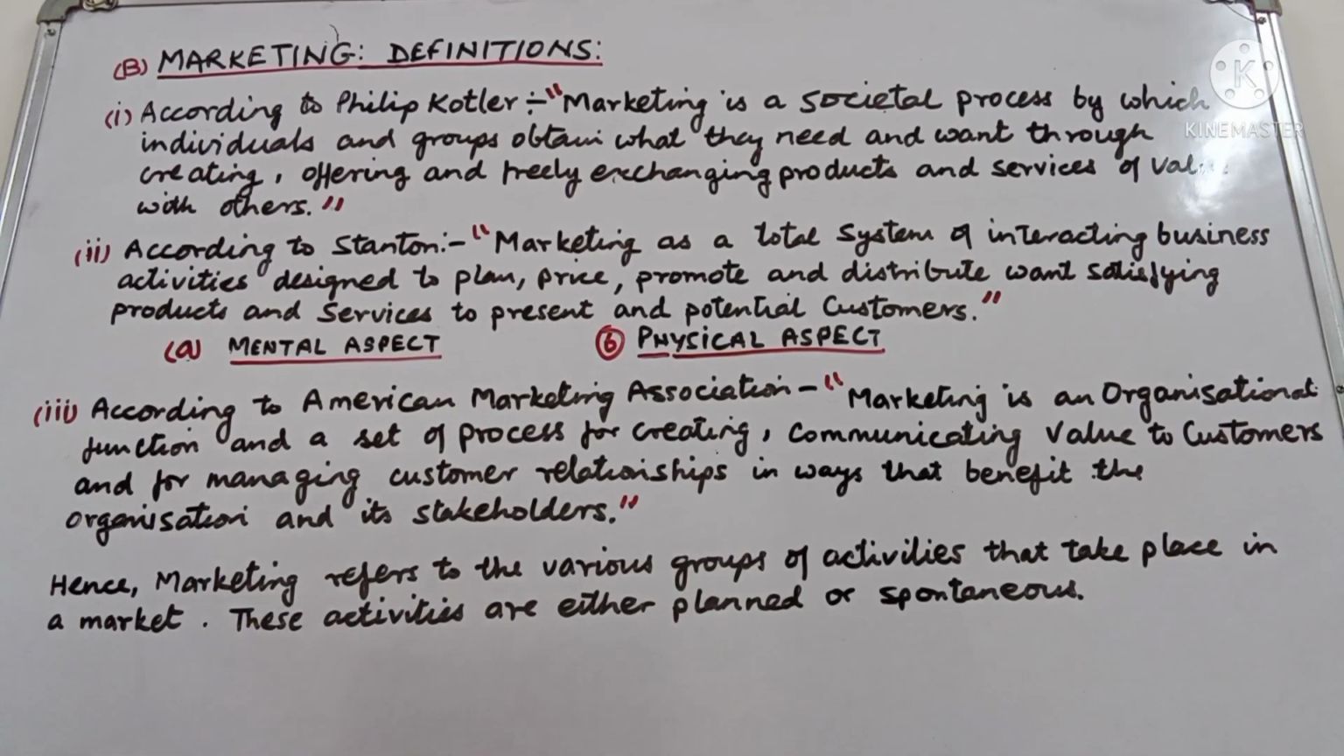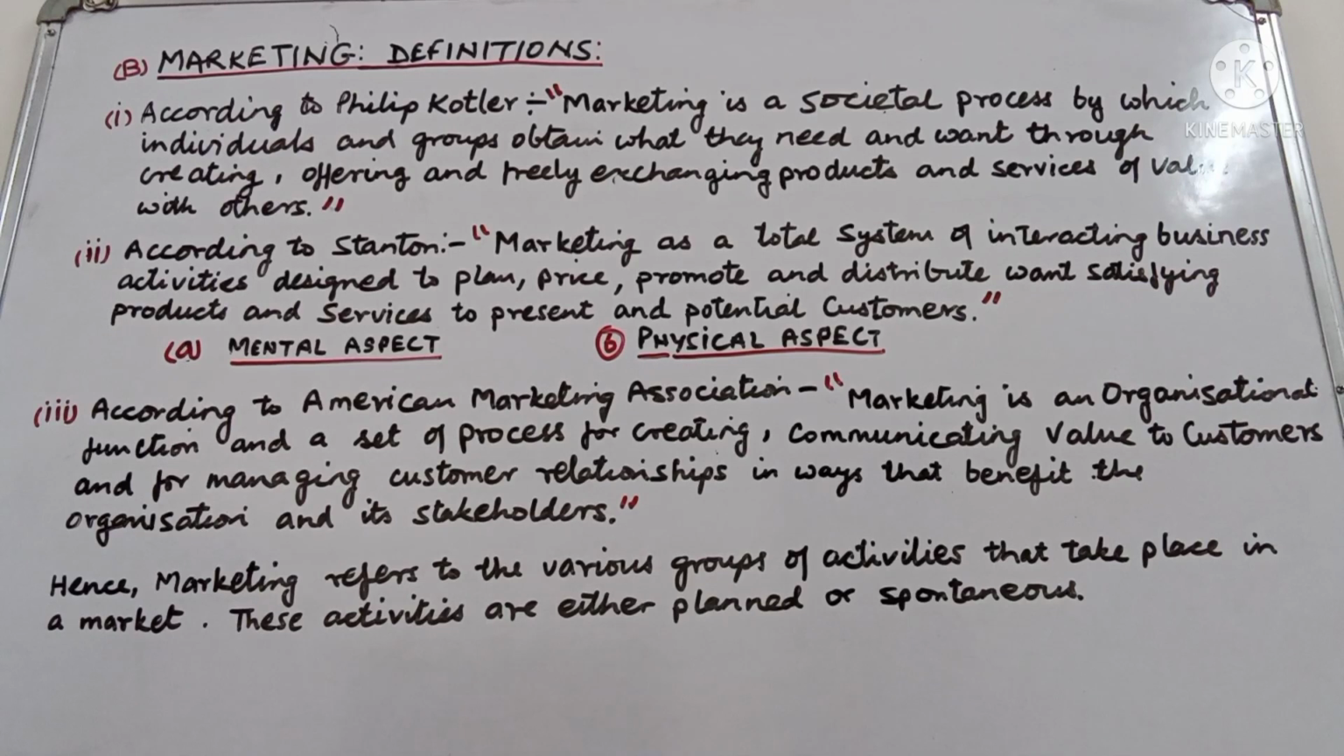So these business activities are designed to plan, price, promote, and distribute. Now, these are the 4 P's of marketing. I will discuss this in detail, and the whole of marketing is based on these 4 P's. Plan is when we plan a product. Then it is price: how do we come up with a price for a particular product? Then promote is communicating with potential buyers, through the various media, to reach the scattered potential buyers all over the place.